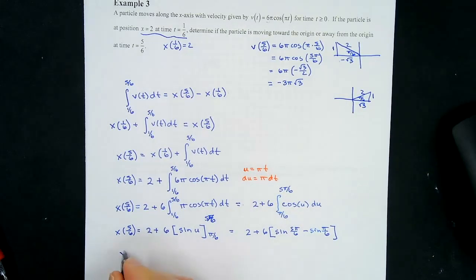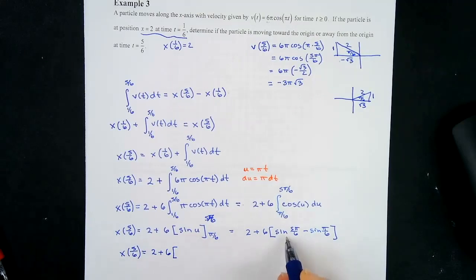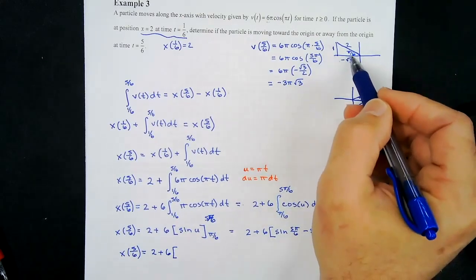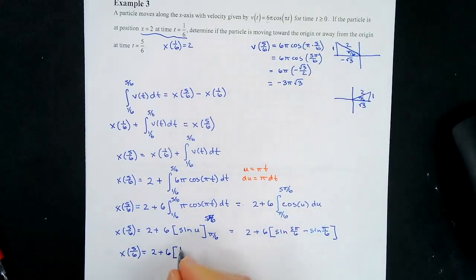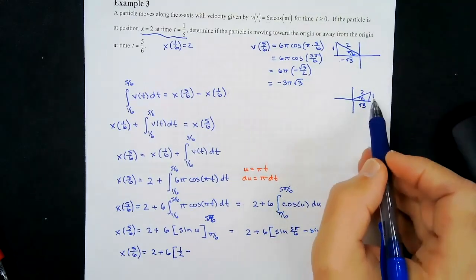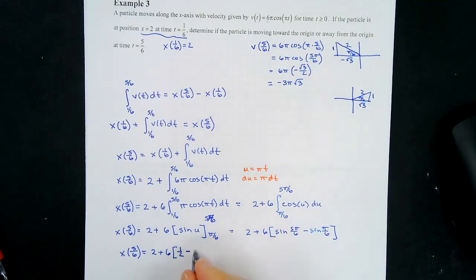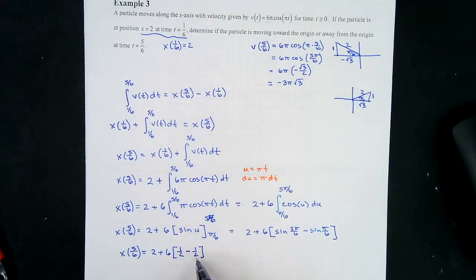Okay. So that means x of 5/6 is equal to 2 plus 6 times sine of 5 pi over 6, which would be positive 1 over 2, and then minus sine of pi over 6, which would also be 1 over 2. And so we have 1/2 minus 1/2, so that's going to be 0. So that means x of 5/6 would have to equal 2.